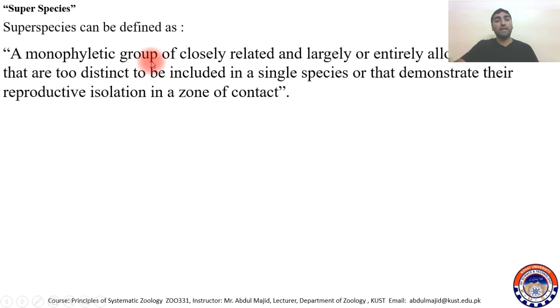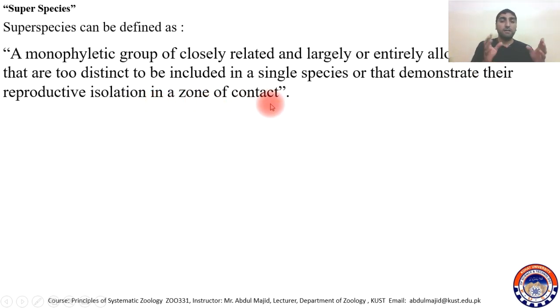and they are too distinct to be included in a single species. The first thing is they are a monophyletic group, the second is they are entirely allopatric, the third is they are too much different, and because of that you cannot include them in a single species because of the too much difference or variation in them. And the last thing that is very important, they demonstrate reproductive isolation in a zone of contact.